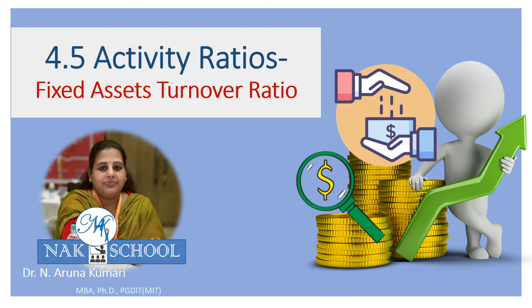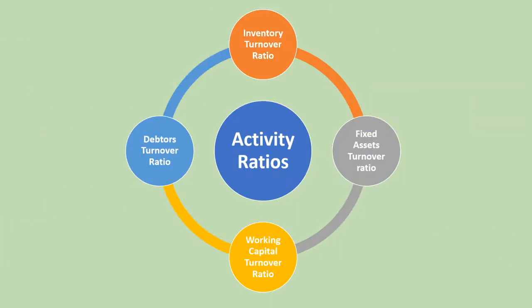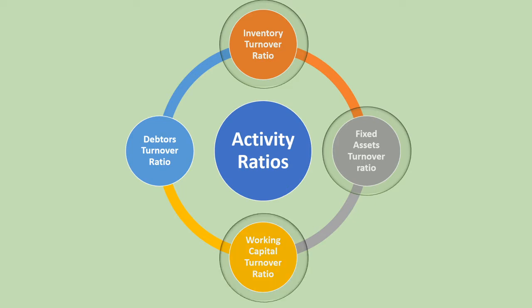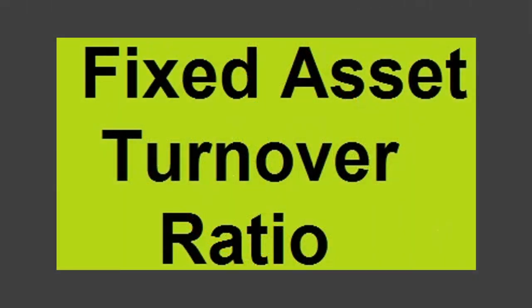The title of this video is Fixed Assets Turnover Ratio. In the previous video, I gave the details about the importance of activity ratios and its types as follows: inventory turnover ratio, fixed assets turnover ratio, working capital turnover ratio and debtors turnover ratio. I have already given the details about inventory turnover ratio in my previous video. And now you will learn about fixed assets turnover ratio and its importance.